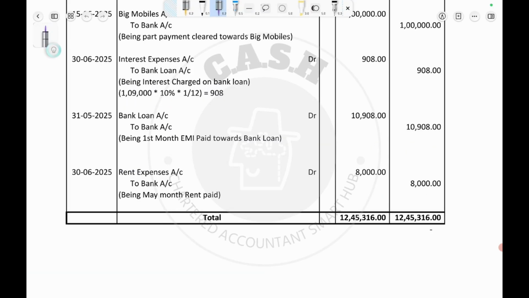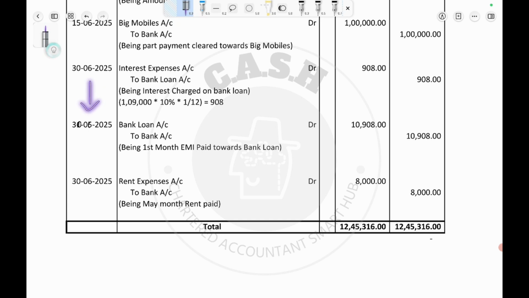Interest will be calculated on the outstanding balance of the loan account, not on the original balance of the loan amount. We took 1,20,000 and have paid 11,000 as installment. Now the outstanding balance is 1,09,000. So the interest will be 1,09,000 into 10% for 1 month, so 908 rupees. Since interest is our expense, debit all expenses and losses. Since the bank is charging interest, credit the giver.